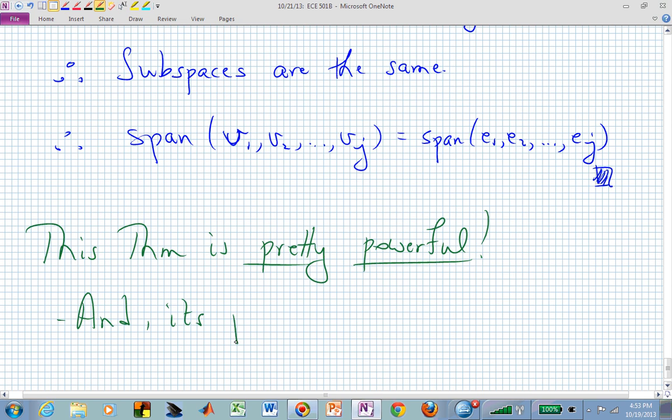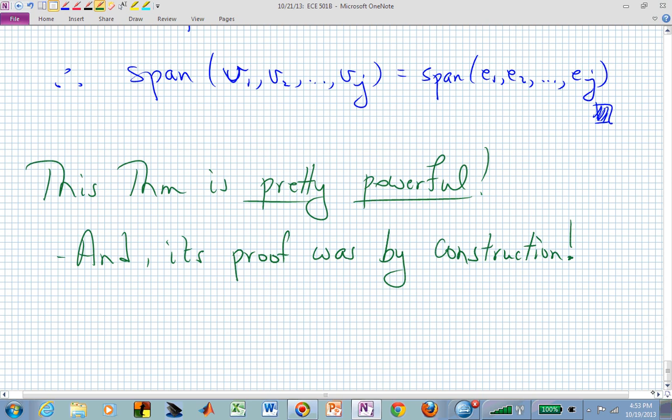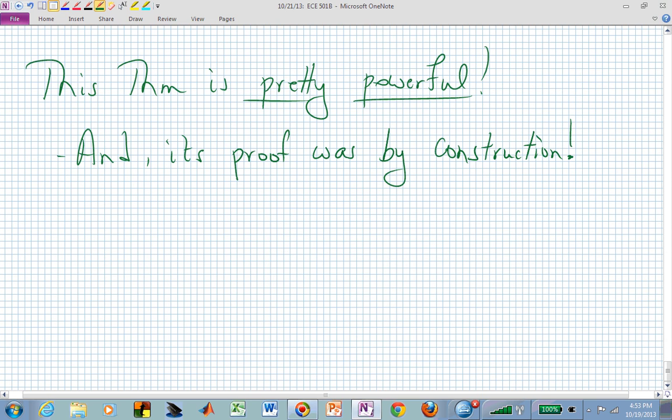Its proof was by construction. And that's one of the things that makes it powerful, which says that we not only know that it's possible to create these orthonormal lists using the Gram-Schmidt procedure or the Gram-Schmidt orthogonalization procedure, but we also have a way of constructing that list.